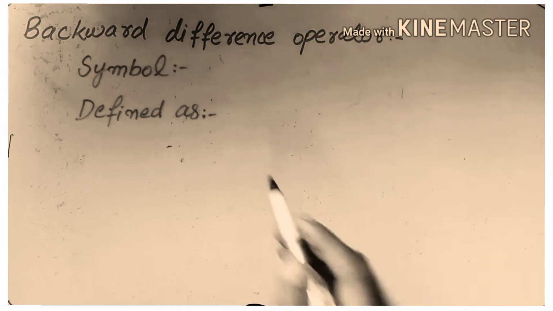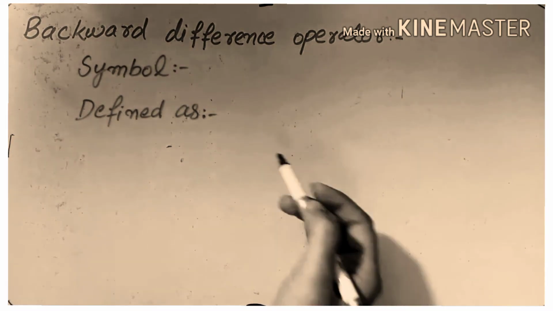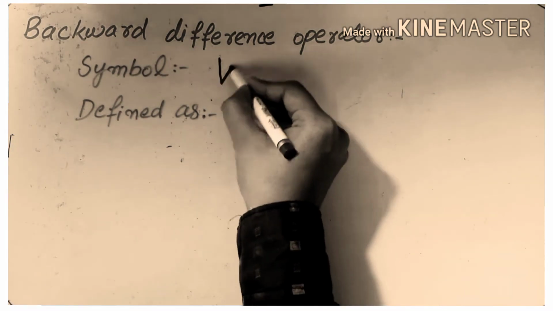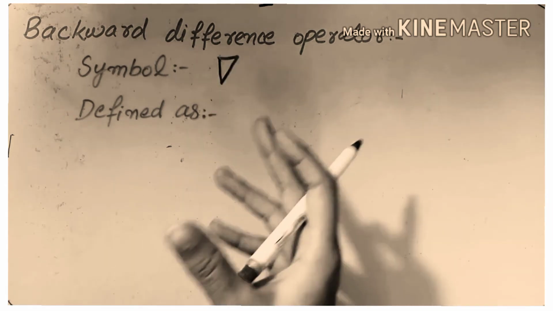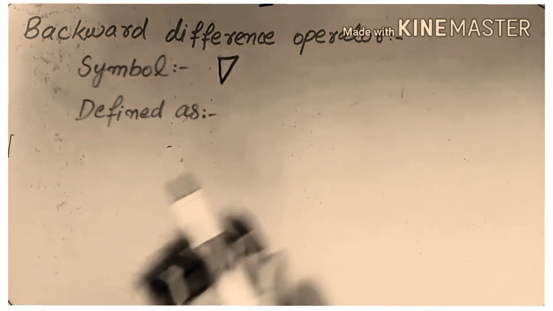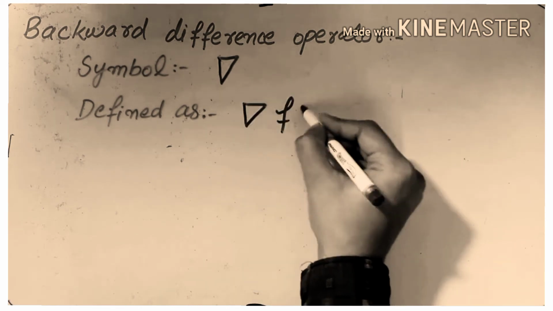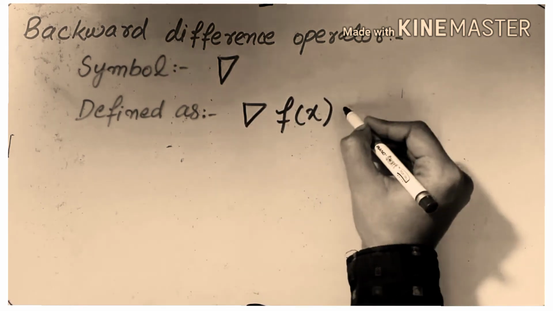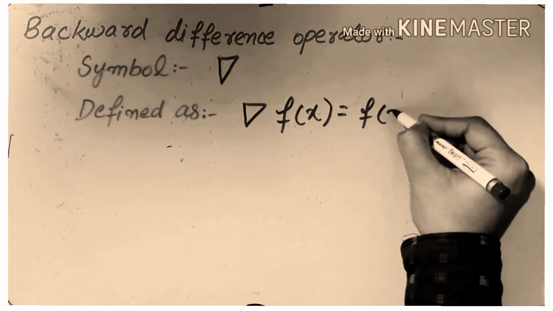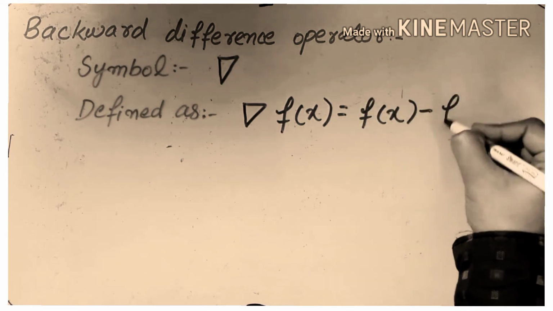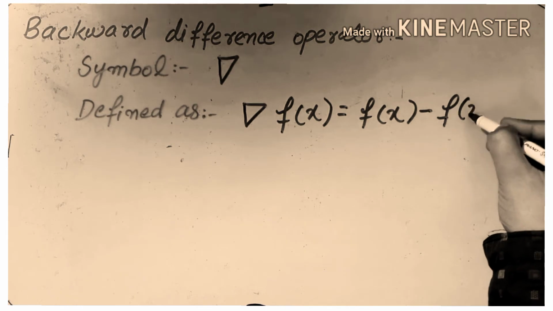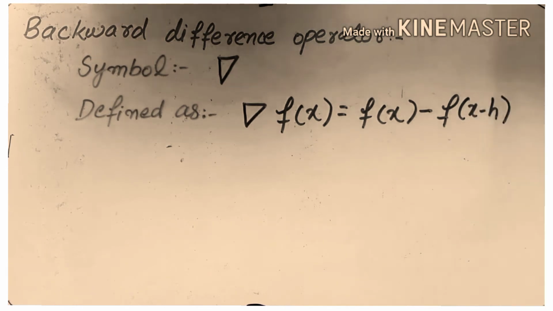And now the backward difference operator. Its symbol is the opposite of del, and we can also call it nabla. It is defined as follows. If we apply the backward difference operator on f of x, it becomes f of x minus f of x minus h.